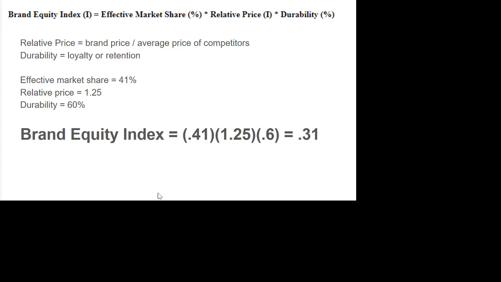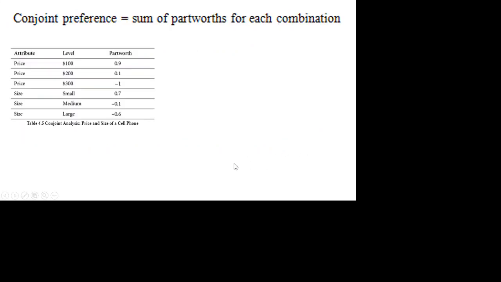Okay, all right, then we have what we call conjoint preference. We can do some research up front when we're figuring out how to design products, to figure out what customers are looking for, in terms of a combination of attributes, and what makes the most sense to us. So we have these things called part worths. It's just the relative utility or value of a particular attribute level.